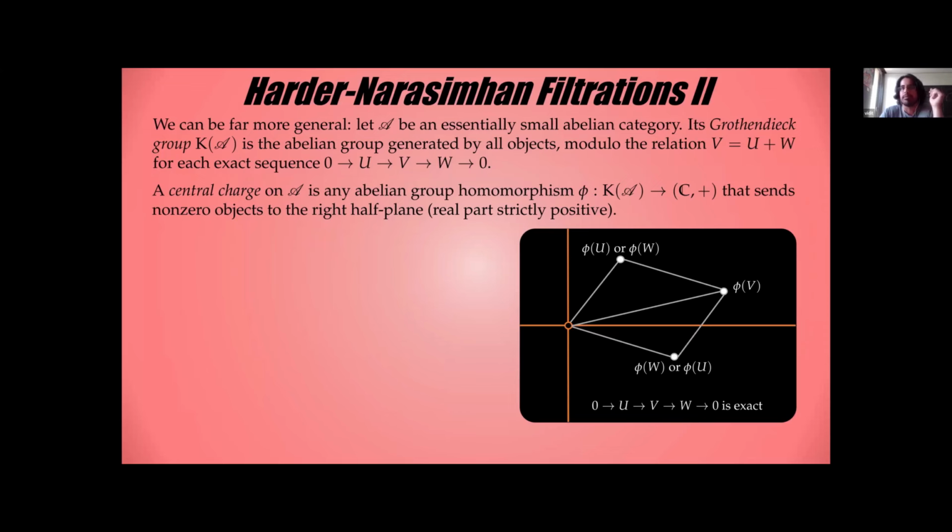So here's a picture. Whenever I have 0 to U to V to W exact, I will get some vector for U, some vector for W, and their sum by the parallelogram law has to give me the vector for V. That's what it means to factor through the Grothendieck group. And now you can define the slope.